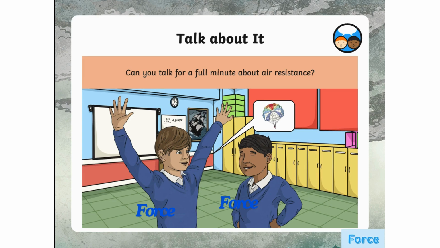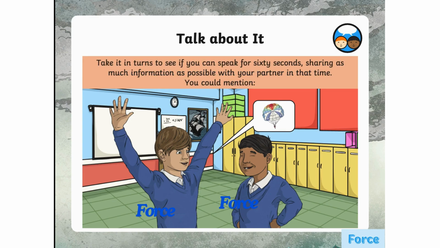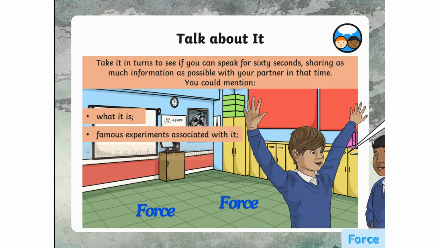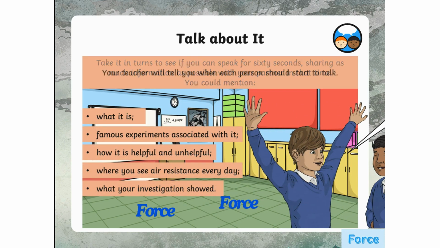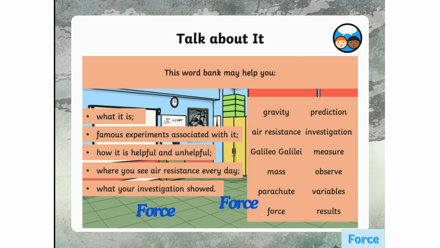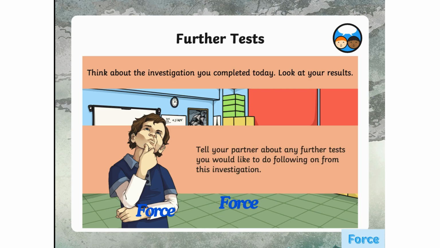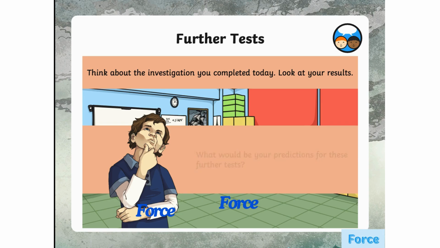Can you talk for a full minute about air resistance? Be ready to discuss. Take it in turns to see if you can speak for 60 seconds, sharing as much information as possible with your partner in that time. You could mention the pointers to help you discuss. Some word bank for you. Think about the investigation you completed today. Look at your results. Do discuss with your partner, parents, or guardians your predictions.